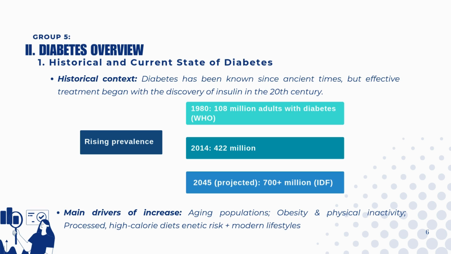First is the historical and current state of diabetes. Diabetes has been known since ancient times, but effective treatment began with the discovery of insulin in the 20th century. Prevalence has been rising since the 1980s, from 108 million adults with diabetes then to 422 million in 2014. Main drivers are an aging population, obesity, and physical inactivity, along with high-calorie diets, genetic risk, and modern lifestyles.